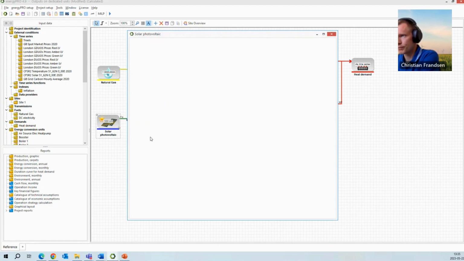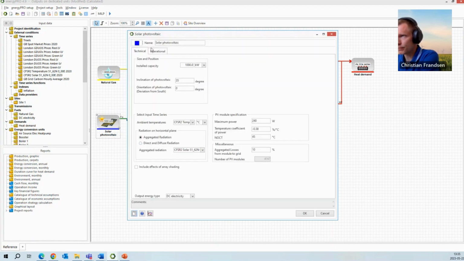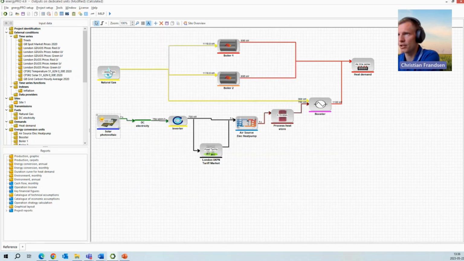But it's the same principle as for the PV panels. We can see if we open the PV panels that everything looks just the same, except for this part down here, where we have output energy type. We now have the option of pointing to electricity or the different fuels that are in this project. It doesn't really make a lot of sense for this to be producing natural gas, but you should read this as the two different fuels that are in this project here. This is a fuel, and this one is actually also just a fuel.